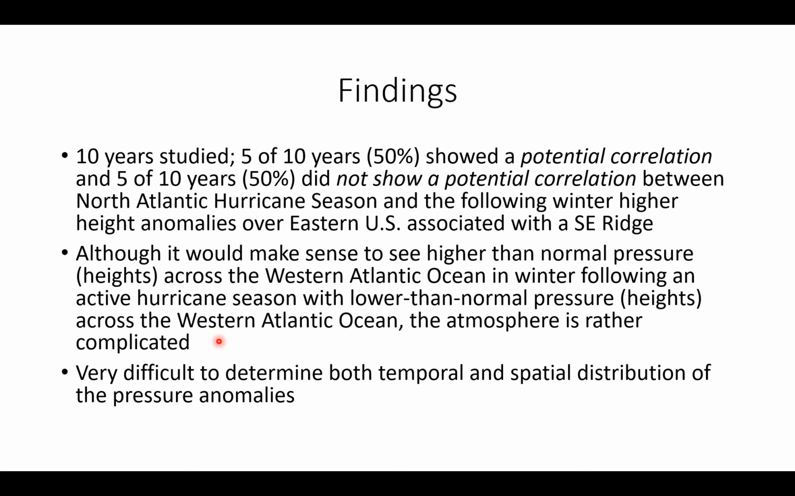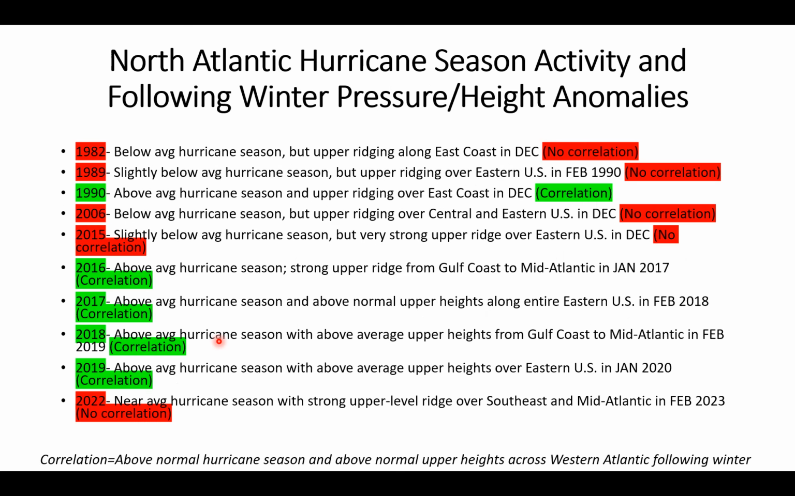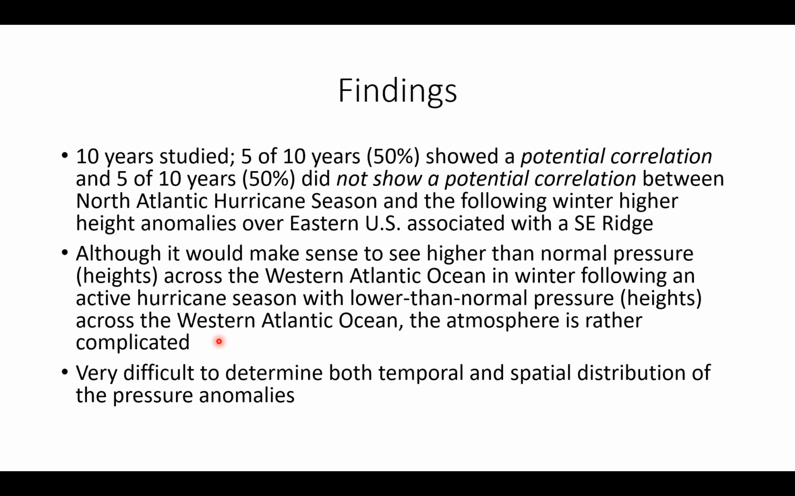In the other 5 of those 10 years, the red coloring shows no correlation between North Atlantic hurricane season and the following winter height anomalies, higher height anomalies over the eastern U.S. associated with a ridge. Although it would make sense to see higher than normal pressure or heights across the western North Atlantic Ocean in the winter after an active hurricane season, with lower than normal pressure heights during the hurricane season, the atmosphere is rather complicated.